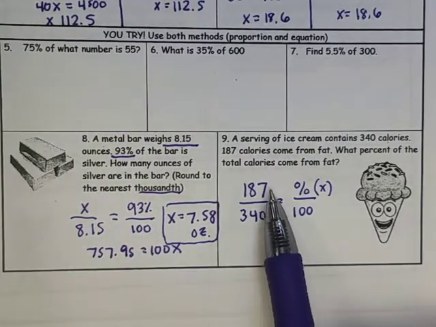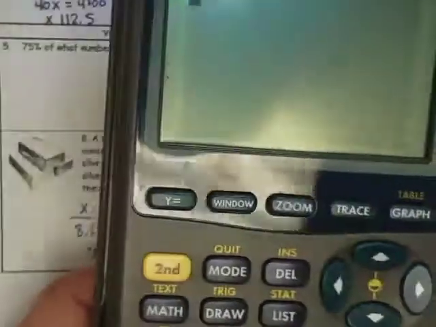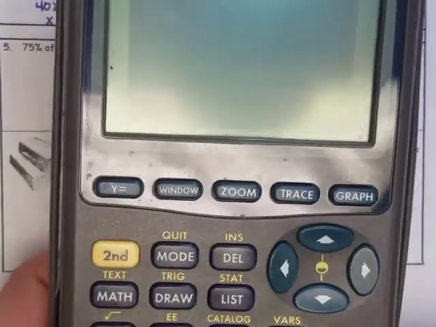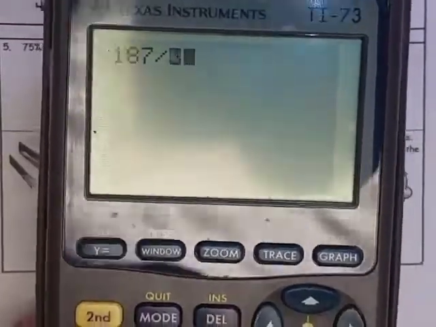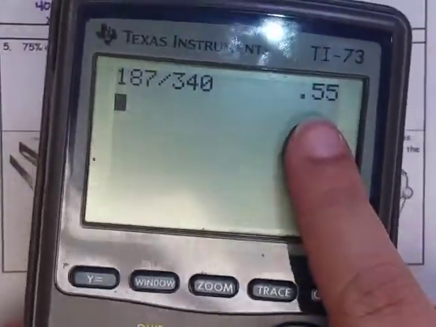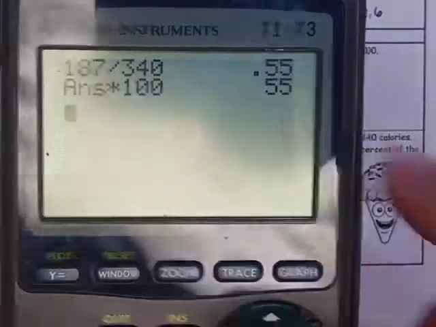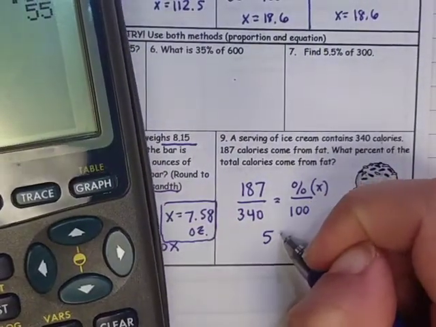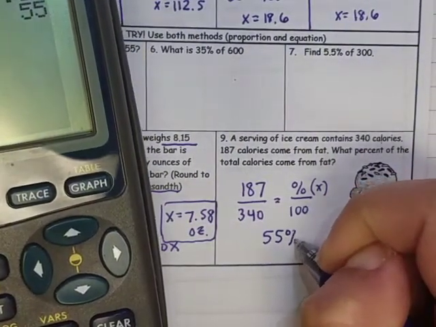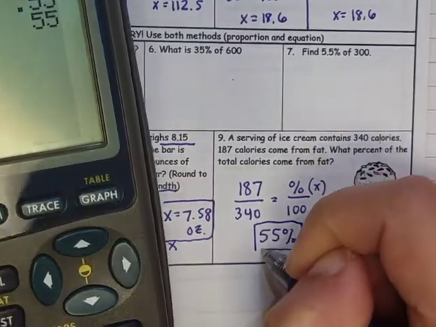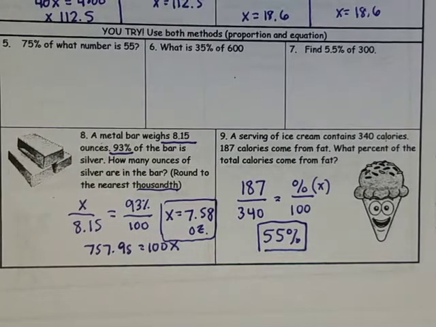A quick, easy method, when you have part and whole, just divide. It's just kind of a little bit simpler than cross multiplying, but you can always do the cross multiply if you'd like. So I get 0.55 and then multiply that times 100, and there's my 55%. So in the serving of ice cream, 55% of it comes from fat for the calories.